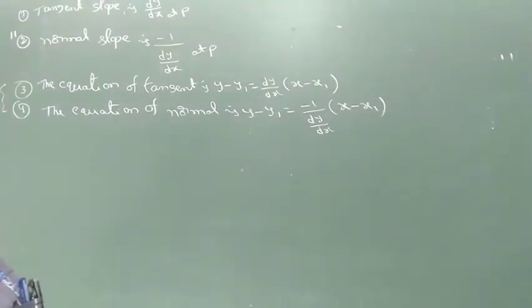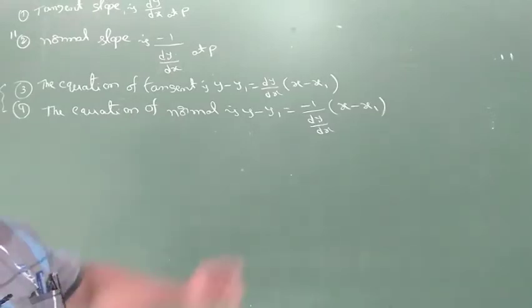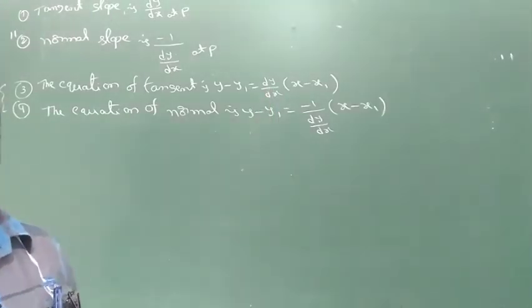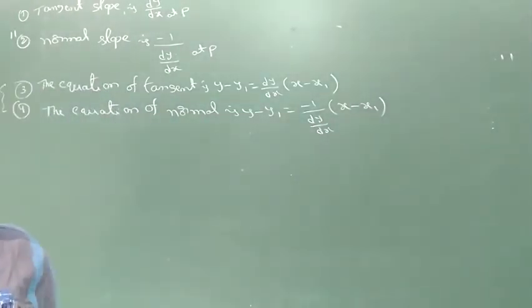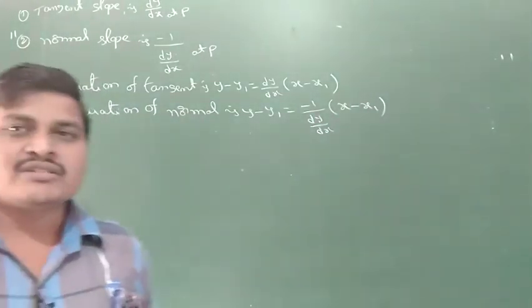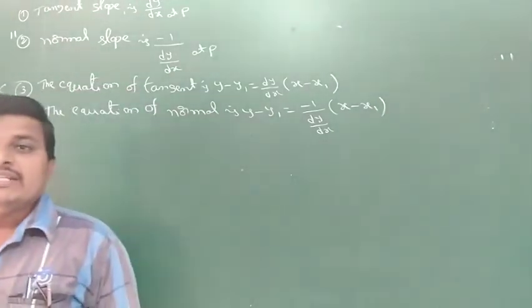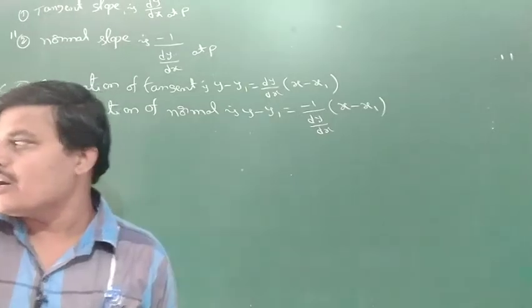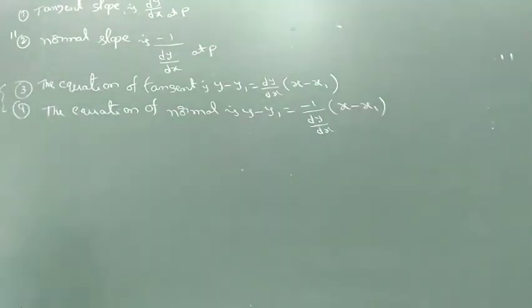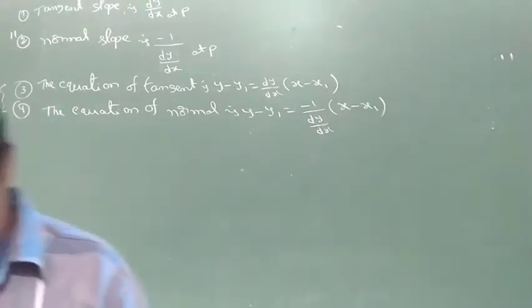There is no difference. First of all, for the equation of tangent and the equation of normal, we have to find dy by dx, the slope at P. For the tangent equation, first find the tangent slope. For the normal equation, first find the normal slope, and go to the next one.